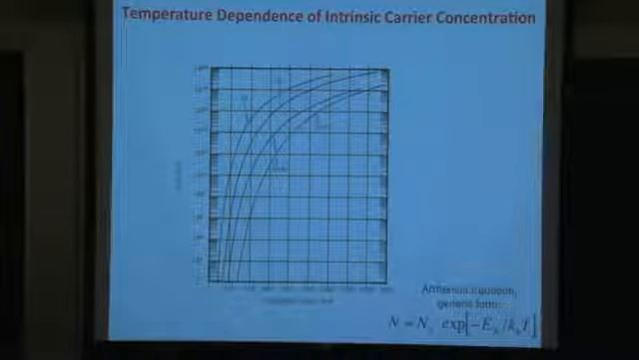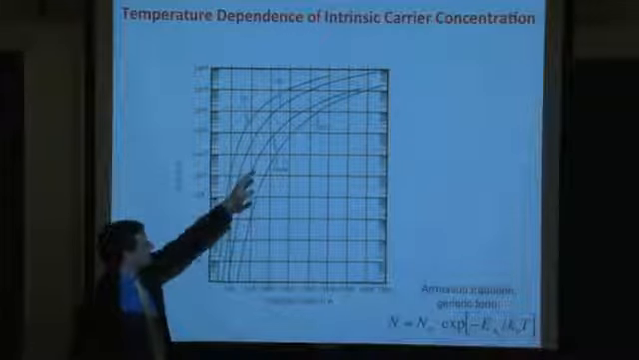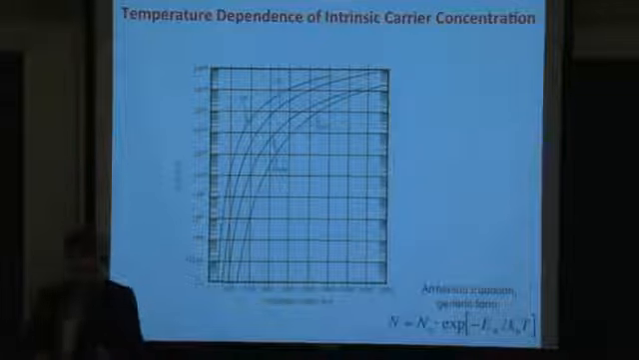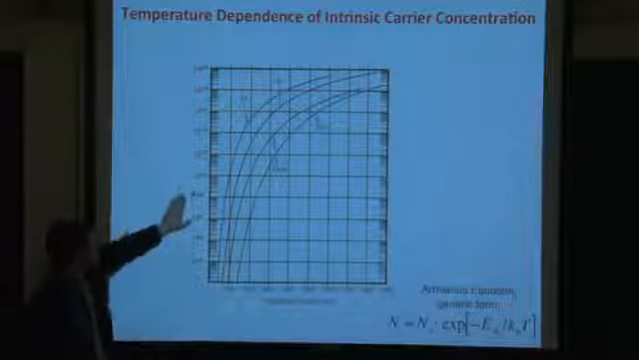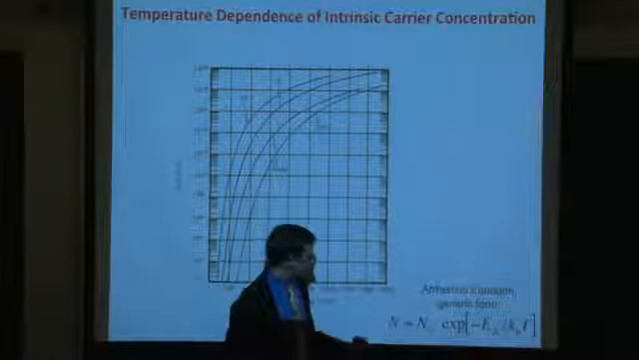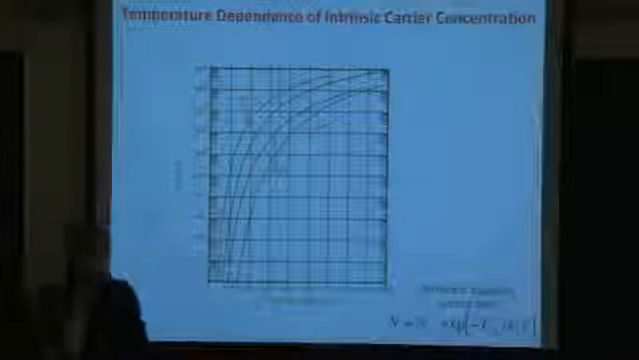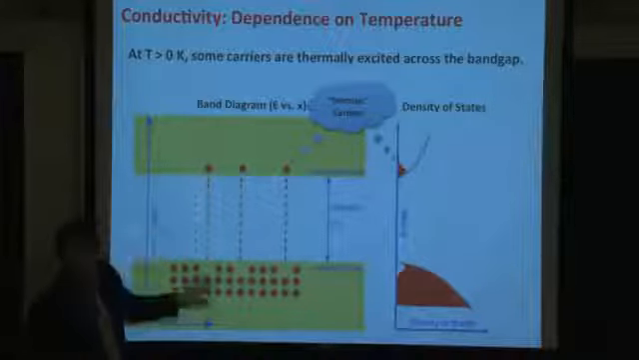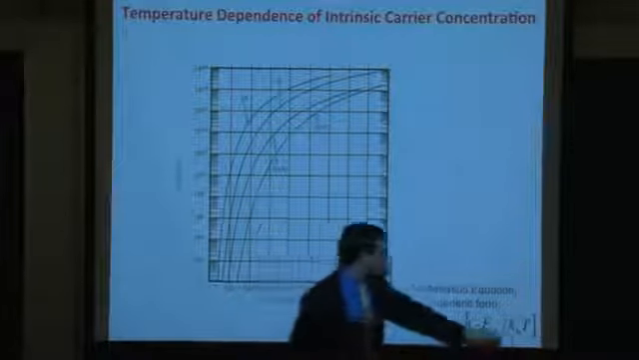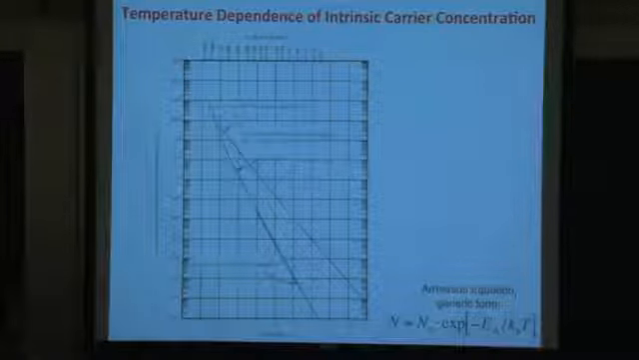So if we plot intrinsic carrier concentration as a function of temperature, we see a curve that looks like this. And it follows this expression right here, which is called an Arrhenius equation in a generic form. In this case, it would be intrinsic carrier concentration as a function of temperature. We'd have to substitute this big N here for intrinsic carrier concentration, some exponential prefactor, and then an activation energy. The activation energy being the energy needed to create that free carrier, the band gap energy in this case, divided by kBT, the kBT being Boltzmann's constant times temperature in Kelvin.